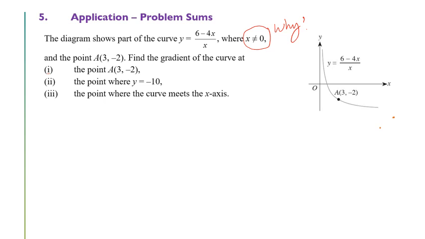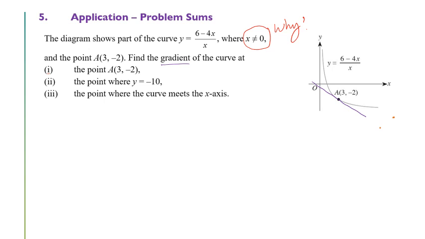So what are we supposed to find? We're supposed to find the gradient of the curve at this point. Actually, what we are finding is the gradient of the tangent line at the point. Also, the gradient of the tangent line at the point where y equals negative 10. And part 3 is to find the gradient of the tangent line at the point where the curve meets the x-axis. Right. So first part, let's try to find the gradient function.